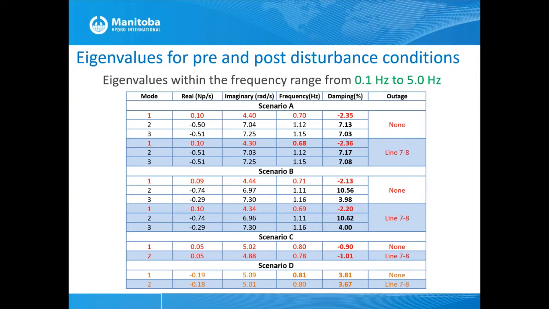Typical threshold is you should have damping more than 5%. So we will try to improve this 3.8 damping ratio, and also bring these negative dampings to the positive side, so that we have better damping performance. Also note, all the unstable modes are closer to 0.7 or 0.8 Hz. So that's the frequency we are targeting to improve the damping behavior.